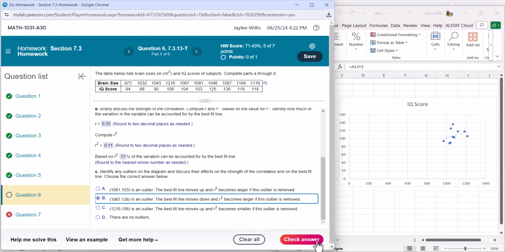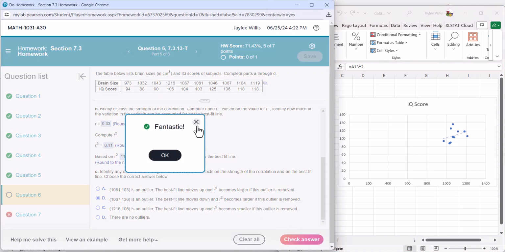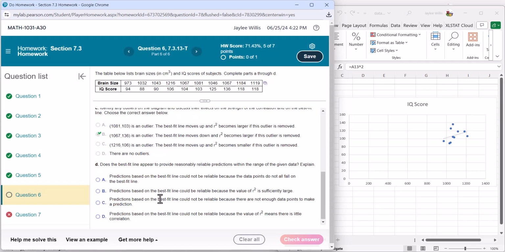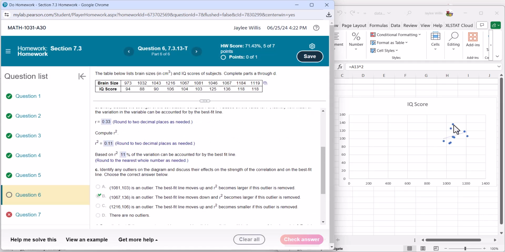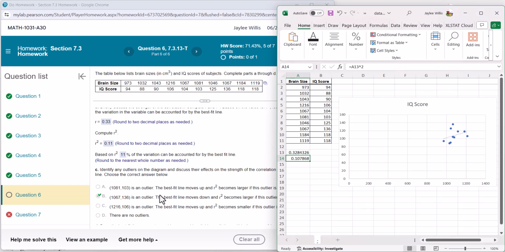this one. And I already checked the answer before I explained the whole thing. But that one is the outlier because it's kind of far away from the rest of the points. And if we excluded that one, we can see that the line of best fit moves down and R squared becomes larger. So if we remove this data set right there, you can see that the R squared value gets significantly larger and the line of best fit moved down a little bit. I'll put that back in so you can kind of see the difference between those.